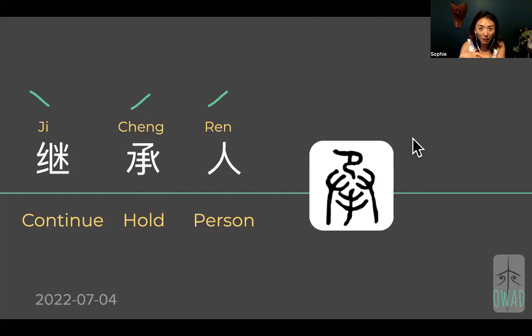So yesterday we talked about 继承人, somebody who continues a bloodline or your school of thoughts and who holds it up, right? Like a baby, with the hand holding, and that's the person you're talking about, the heir. And of course, 继承人 is contemporary Chinese. It's mostly a legal term. It means your heir, who inherits your wealth.